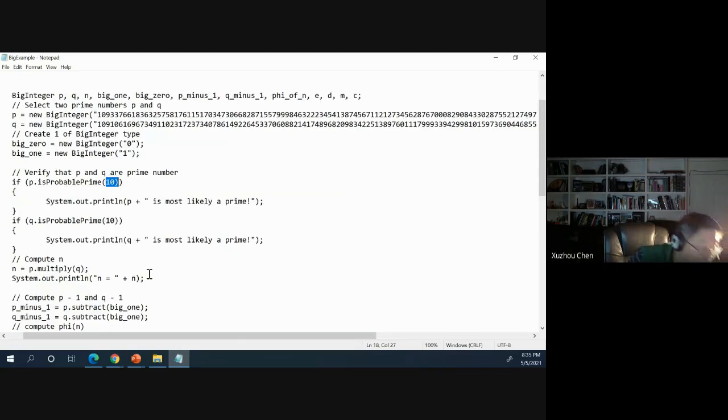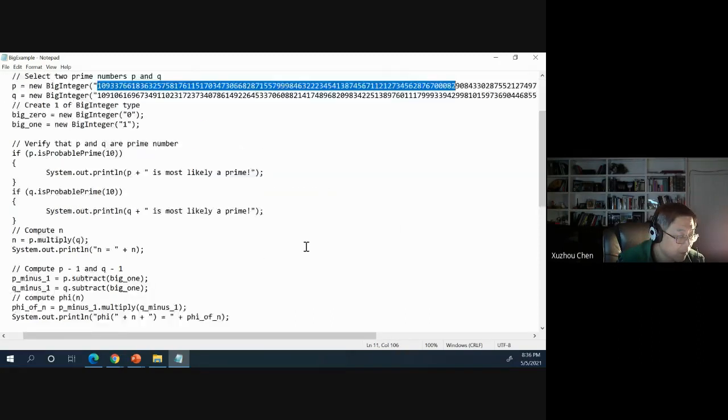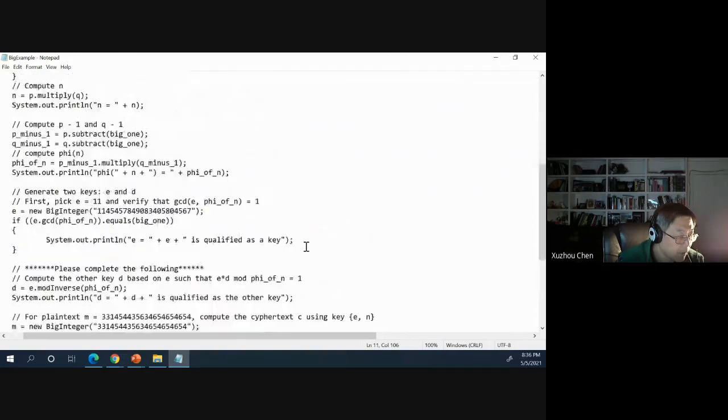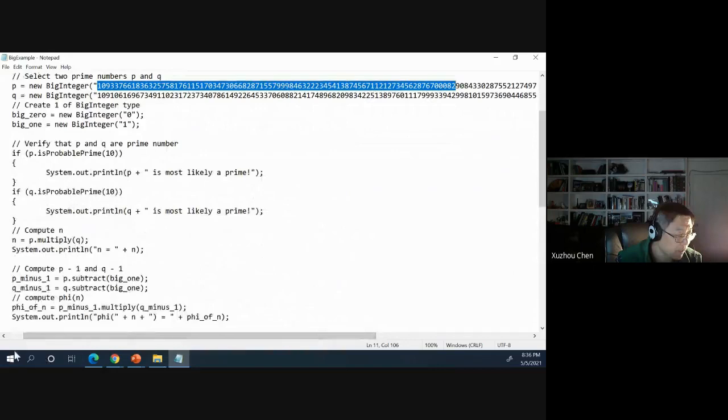Because you treat BigInteger as a class, P, Q, and N are BigIntegers. It's a class, but it has a value. So the value is like this. Now let's test. Just do a small test. Let me do this.